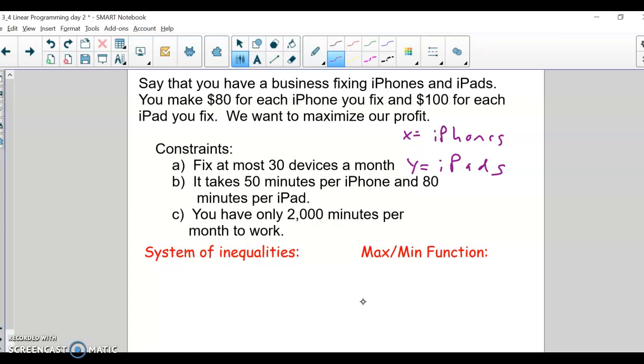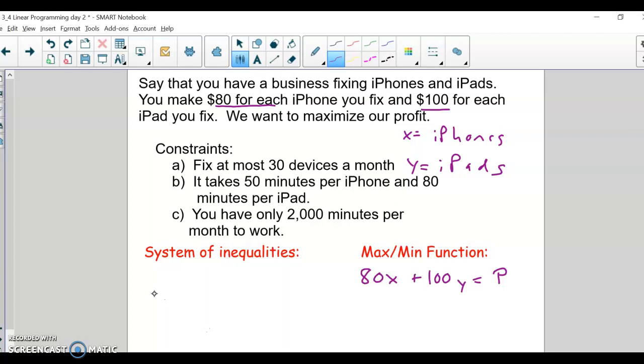Okay, and the profit function is right in here. You make $80 for an iPhone and $100 for an iPad. So our function is 80x plus 100y for an iPad, and that equals our profit. That's what we're trying to maximize: find the x, y combination that will make this profit the highest.